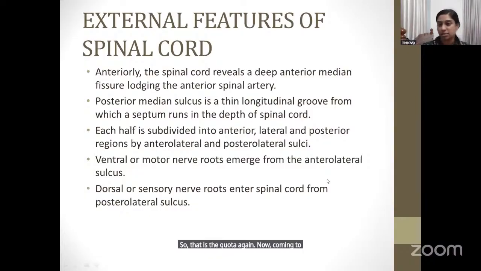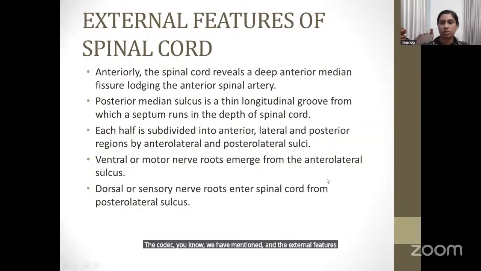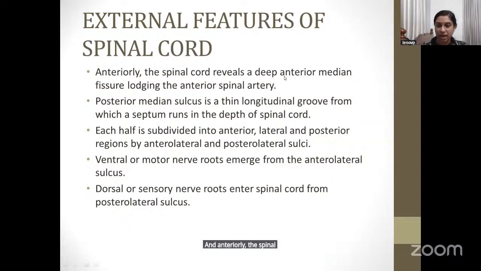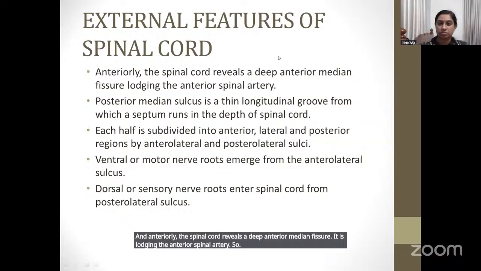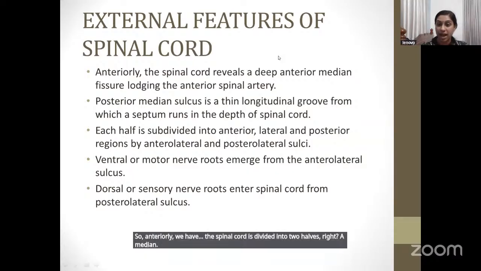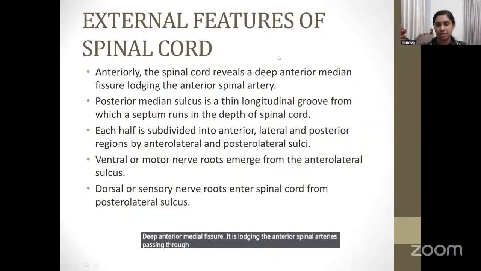Now coming to the external features of the spinal cord. We have already mentioned one external feature, the enlargements of the spinal cord, and the cauda equina. The spinal cord also has some fissures and sulci on its external surface, and they have relevance. Anteriorly, the spinal cord reveals a deep anterior median fissure, which lodges the anterior spinal artery. So anteriorly, the spinal cord is divided into two halves by a deep anterior median fissure, and the anterior spinal arteries pass through it.